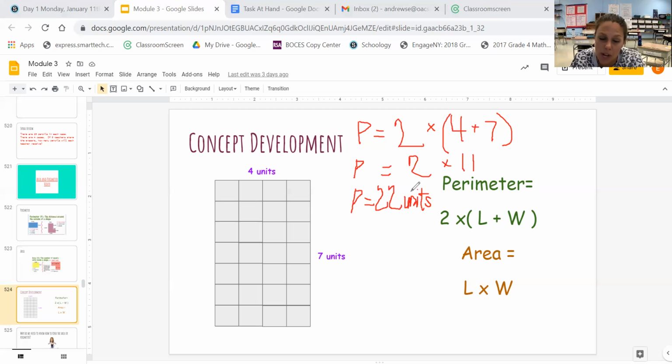We could also double check and we could count. 1, 2, 3, 4, 5, 6, 7, 8. I don't want to because it's going to take a while, but I could.